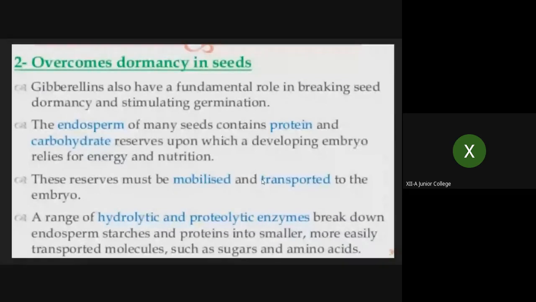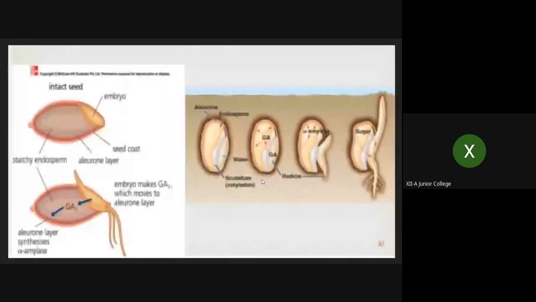So by the action of these hydrolytic enzymes, that breaking down of the endosperm takes place. That endosperm starch and proteins get converted into simple sugars and amino acids. Okay, so carbohydrates into simple sugars and the proteins into simple amino acids, they are made by the action of gibberellic acid.